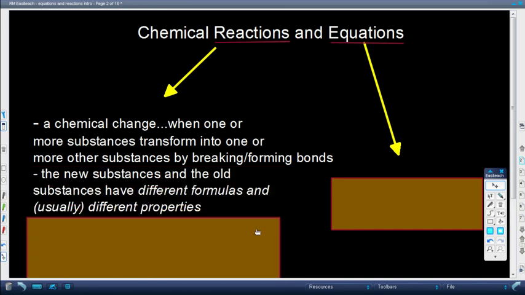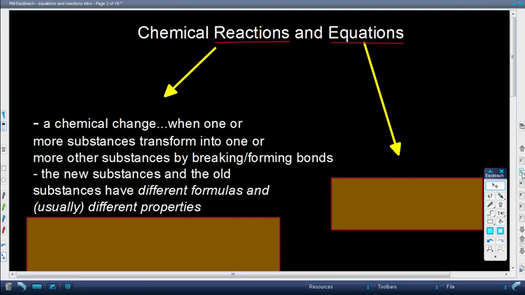Also, very important to know is that when a chemical reaction occurs, the new substances that are formed by it are very different from the original substances that went into the chemical reaction. Primarily, they're different by their formulas. And also, they differ by their properties, and those properties are sometimes drastically different. Here's an example of what I'm talking about.